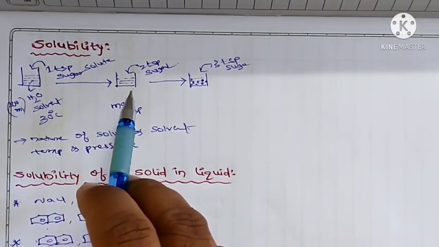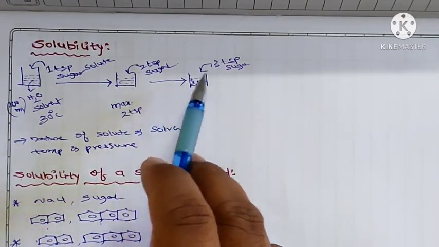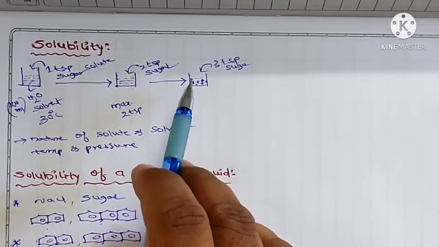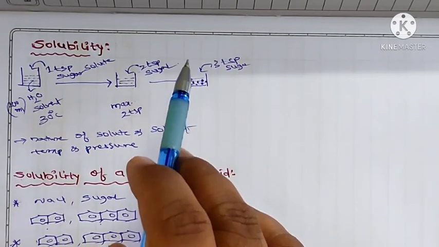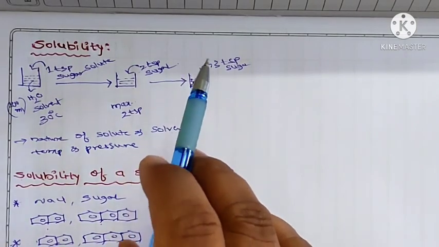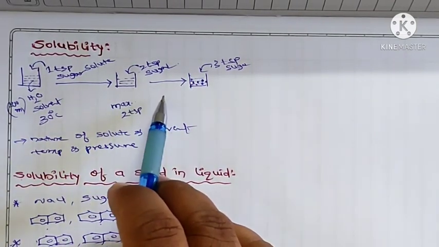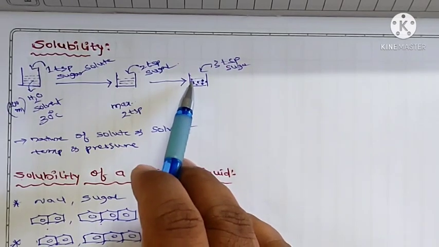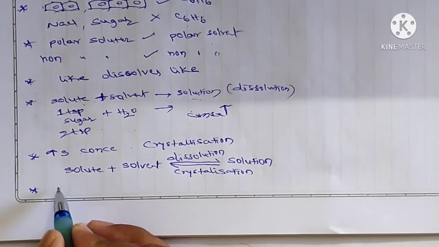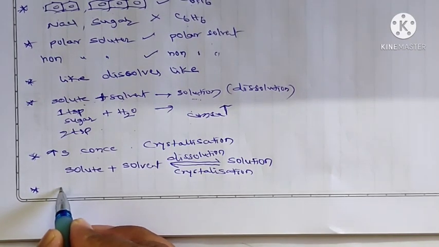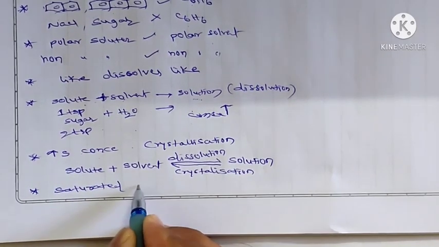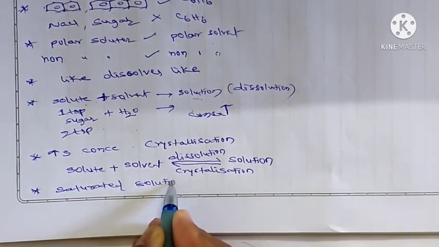So, a solution in which no more solute can be dissolved, where the third teaspoon of sugar cannot be dissolved in the water, at the same temperature and pressure, is called a saturated solution.